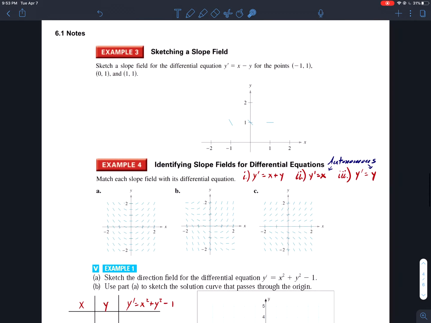Example 3 says sketch a slope field for the differential equation y prime, so there's our new DE, y prime equals x minus y. The last problem was x plus y, this one is x minus y. And then they give us the particular points that we're supposed to use, which are negative 1, 1, 0, 1, and 1, 1. All right, so if you wanted to, you could draw a table real quick.